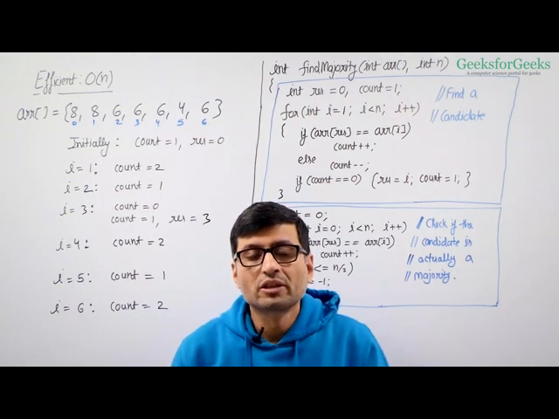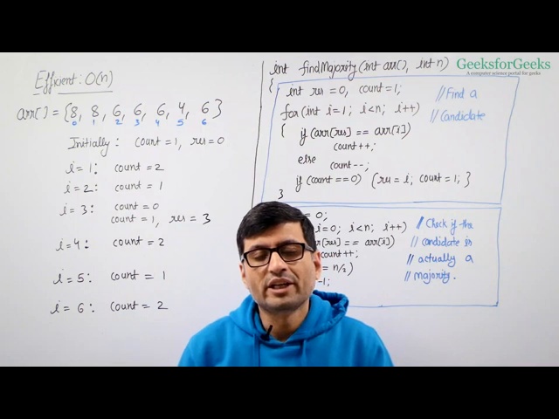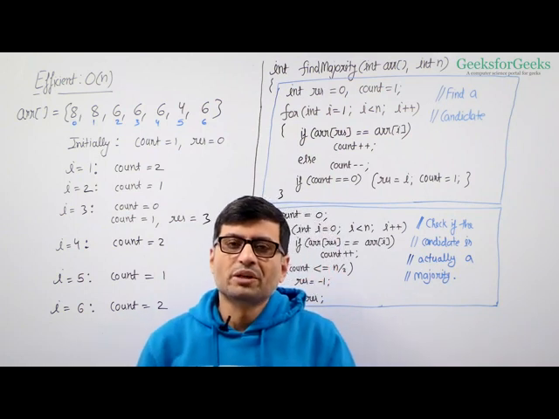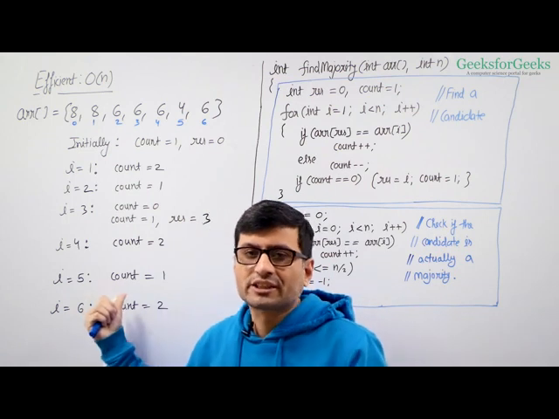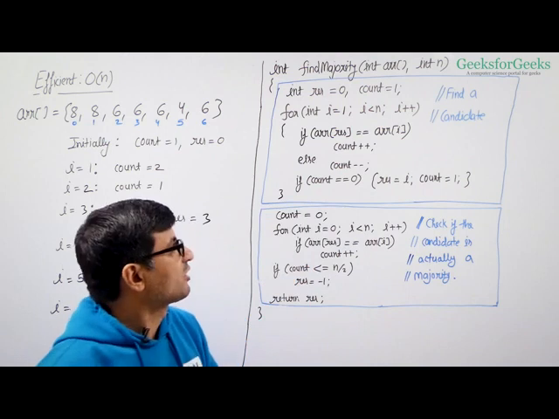Please note that this algorithm may not always give the index of the first occurrence of the majority element. It may give you some middle occurrence, and we'll see in this example that it gives you some middle occurrence. Let's now see the working of this algorithm.